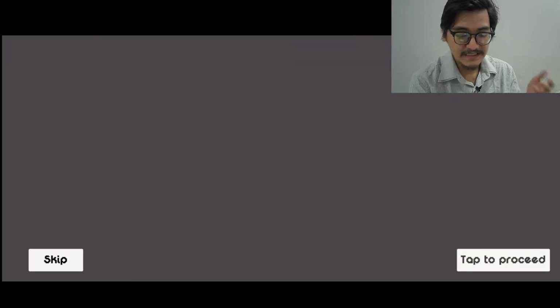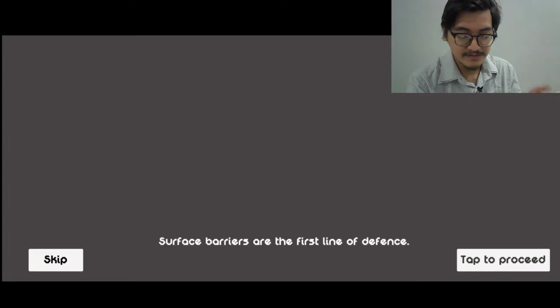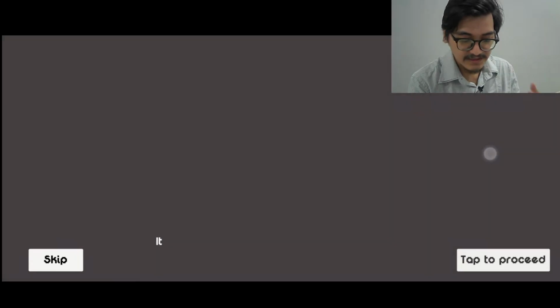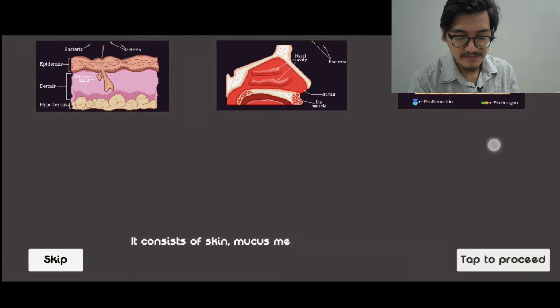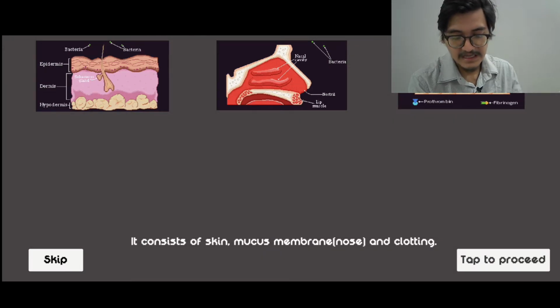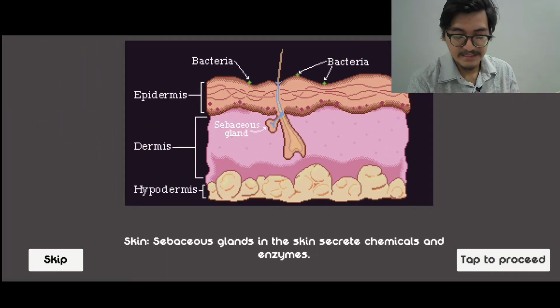And this is an introduction of the physical barrier. Surface barriers are the first line of defense. It is a narrative story. They prevent pathogens from entering the body. They consist of skin, mucous membrane, and clotting. The users can watch the text go on, or they can skip it by tapping.